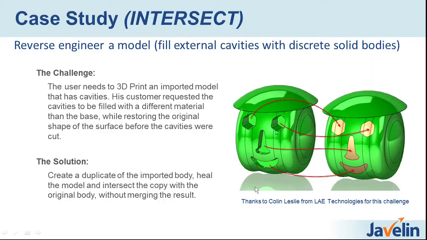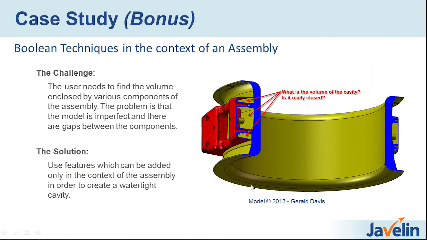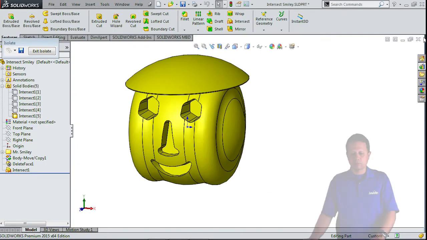Pretty good stuff. And now for the bonus. I'm going to show you how to do Boolean operations at the assembly level. This is really, really interesting. And thanks to Gerald Davis on the SolidWorks forum who posted this challenge.